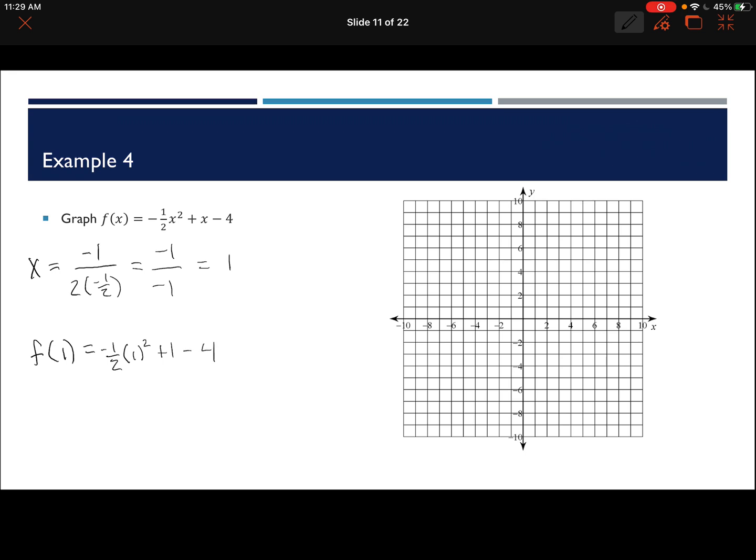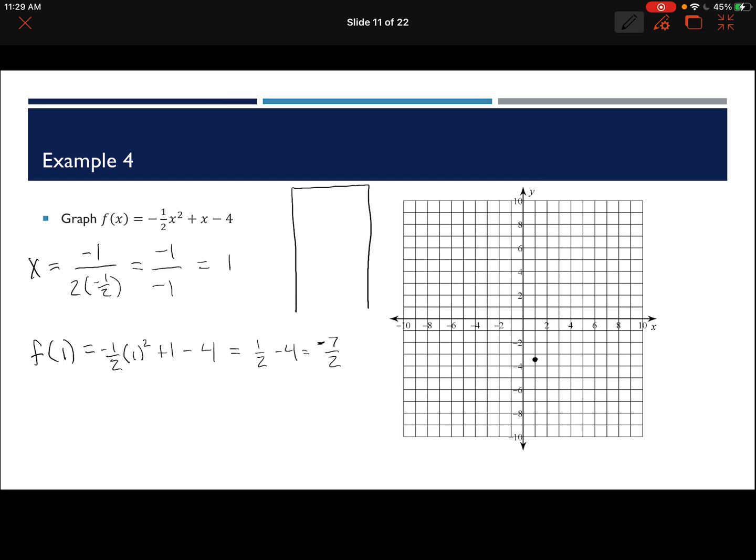These are ugly numbers. So negative 1/2 plus 1 is a half, minus 4. Let's just write that out. A half minus 4 is negative 3.5 or negative 7 halves. So we get 1 and negative 7 halves. So negative 3.5 is going to be right here. That's our vertex.